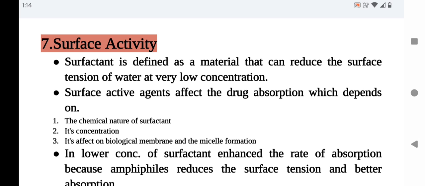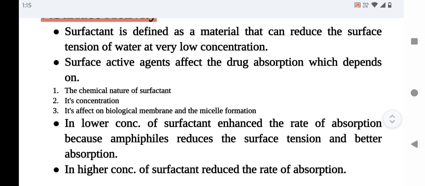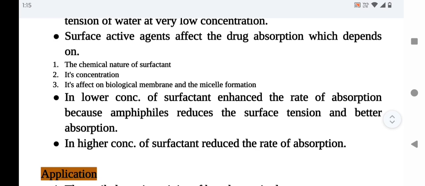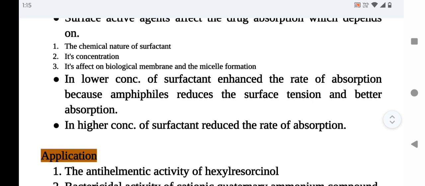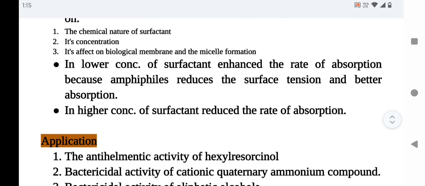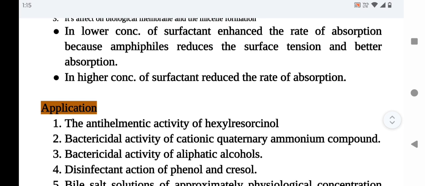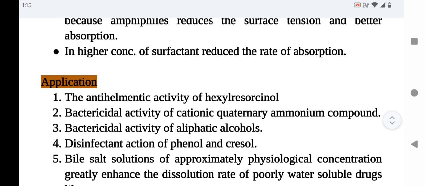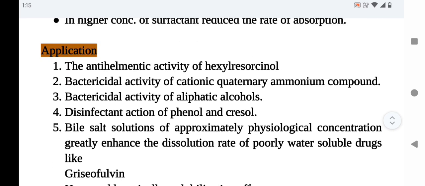7 is surface activity. Surfactant is defined as a material that can reduce the surface tension of water at very low concentration. Surface active agents affect the drug absorption, which depends on first the chemical nature of surfactant, second its concentration, third its effect on biological membrane and the micelle formation. At lower concentration, surfactant enhances the rate of absorption because amphiphiles reduce the surface tension and give better absorption. At higher concentration of surfactant, the rate of absorption is reduced.